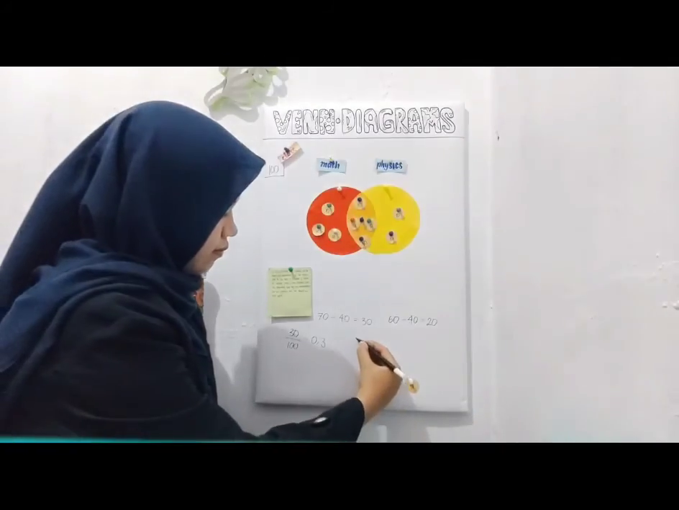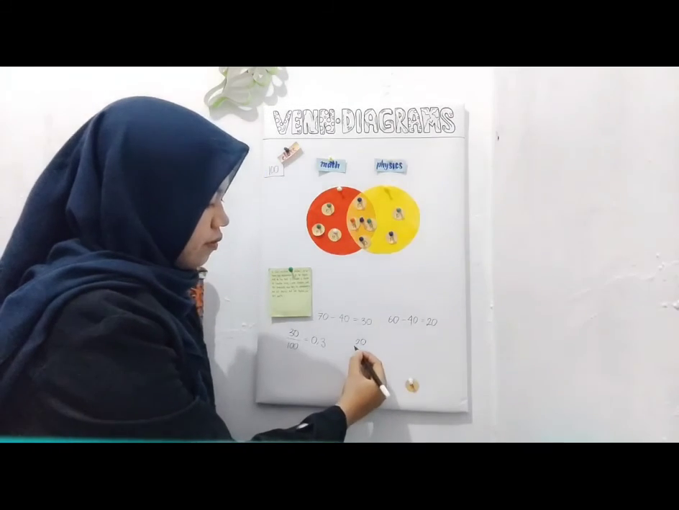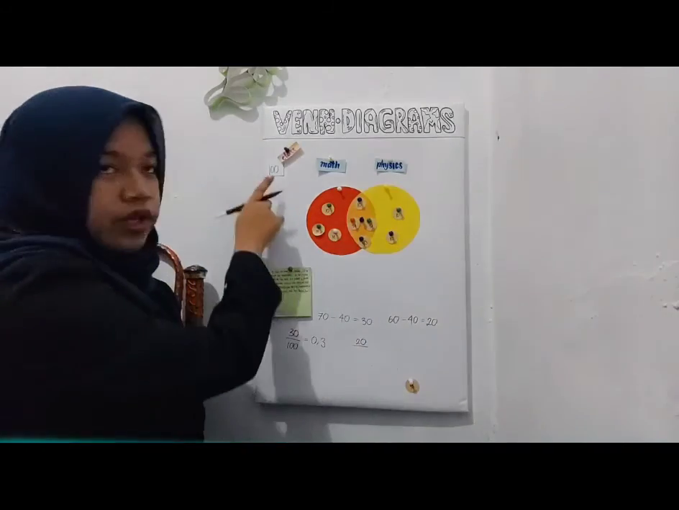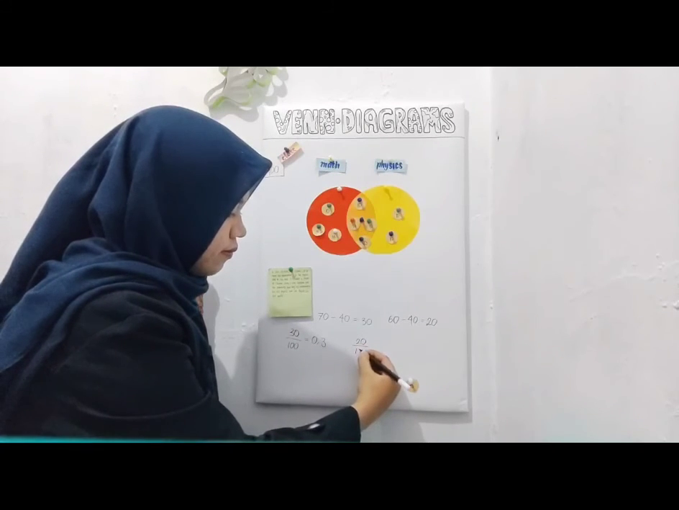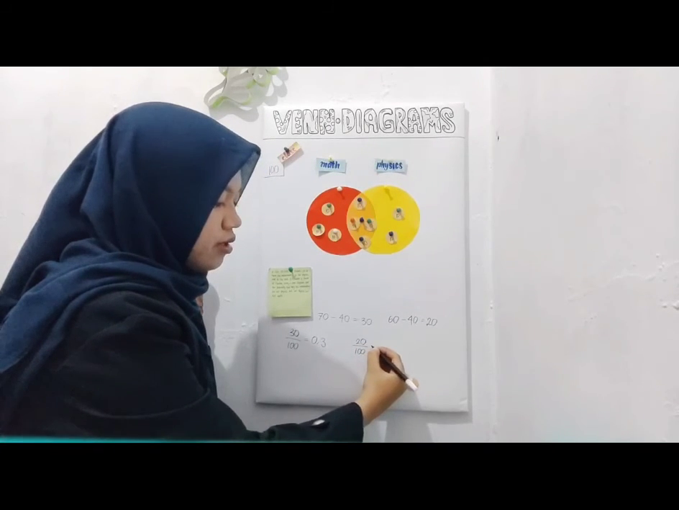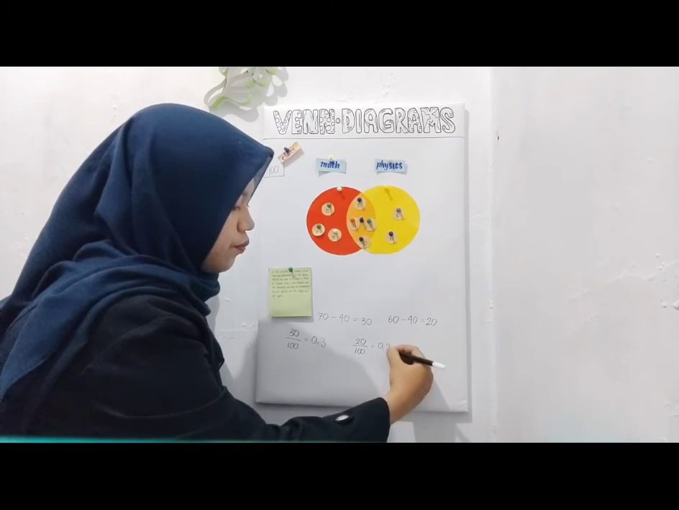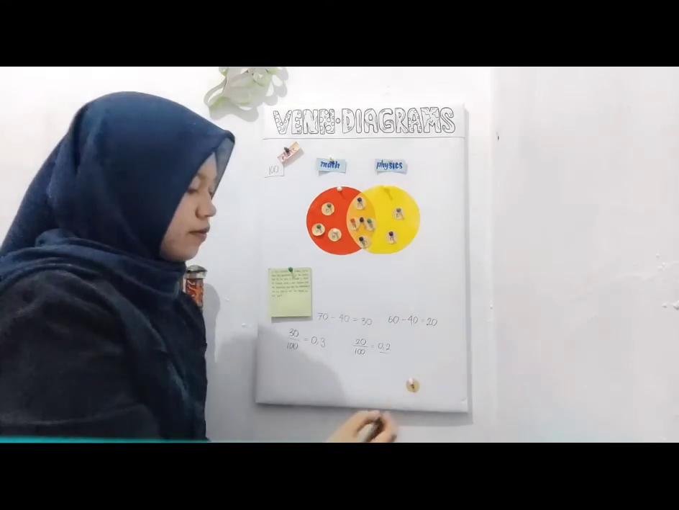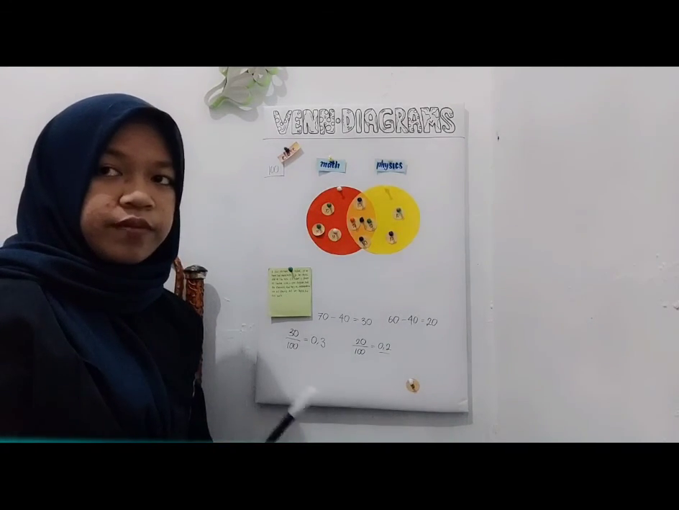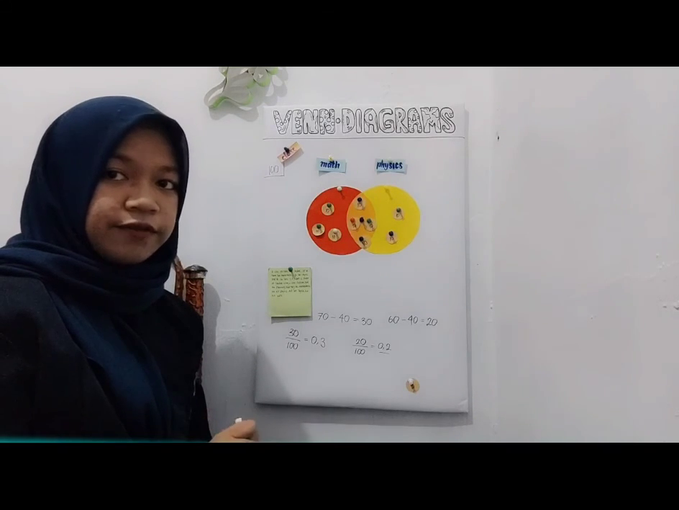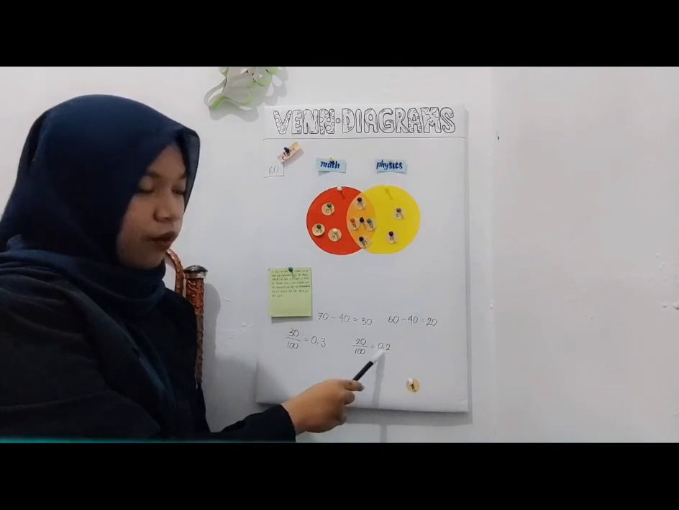And the probability that a randomly selected student likes physics but not mathematics is 20 over 100, the total students, equals 0.2. Then the probability a student likes physics but not mathematics is 0.2.